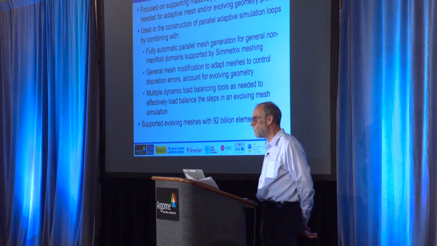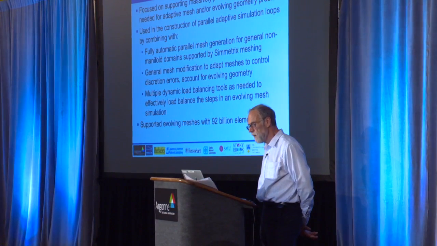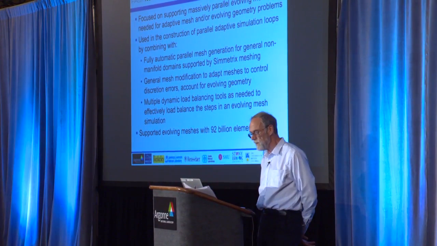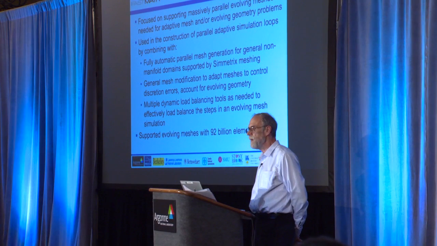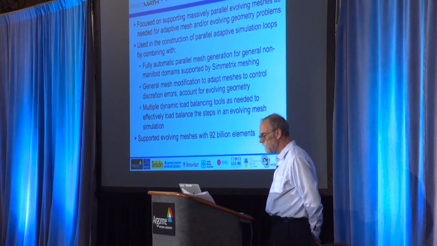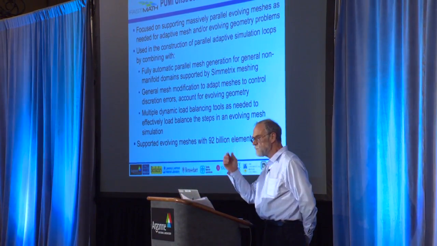We use it in construction of parallel adaptive simulation loops, which we'll see more of in examples. But in those examples, we're using various mesh generation tools, some from commercial vendors such as Symmetrics, as well as the mesh adaptation tools that have been developed as part of FASTMath, coupled with dynamic load balancing tools developed both at Sandia and mesh and partition improvement tools developed at RPI. And this has been used on up to 750,000 cores, 3.1 million processes on meshes with 92 billion elements.